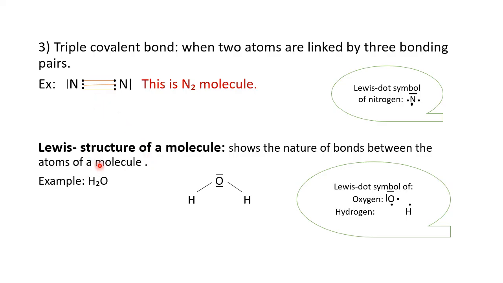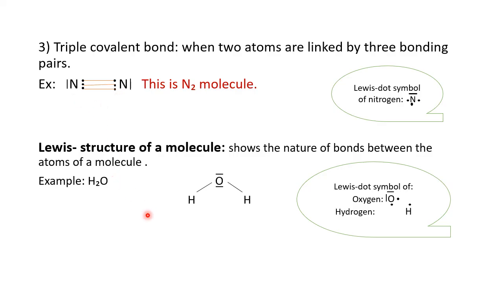Now, Lewis structure of a molecule, it shows the nature of bonds between the atoms of a molecule. When we write the two atoms and between them the bonds, this is called a Lewis structure. For example, this N2 molecule represented as following is a Lewis structure.